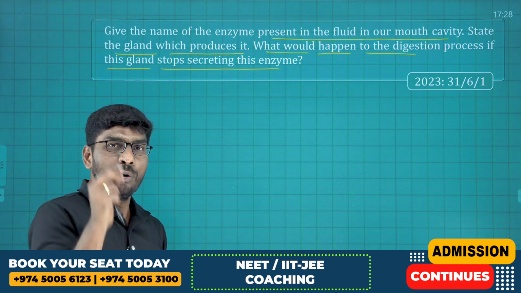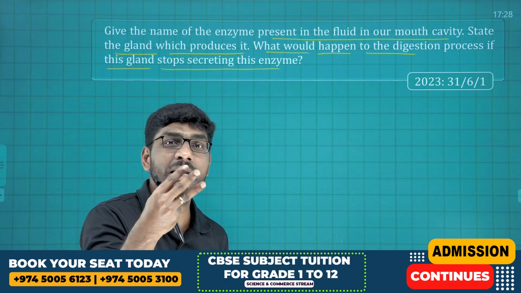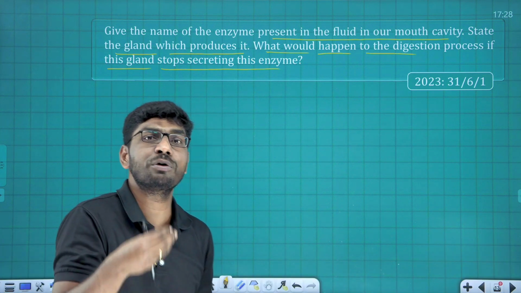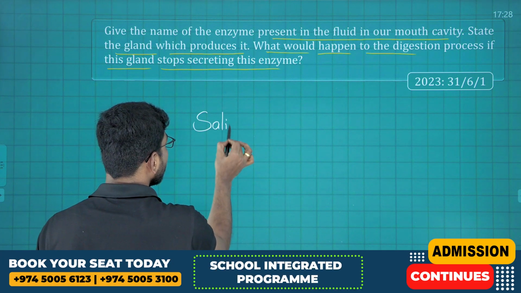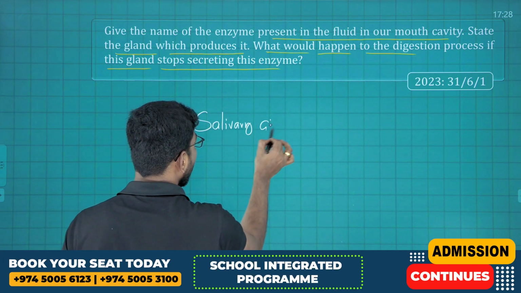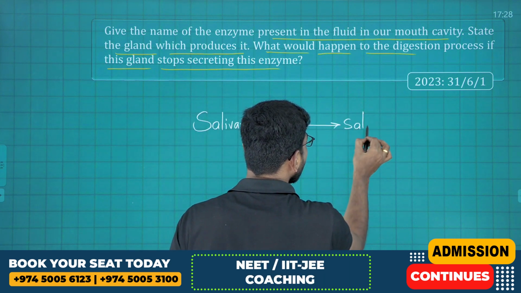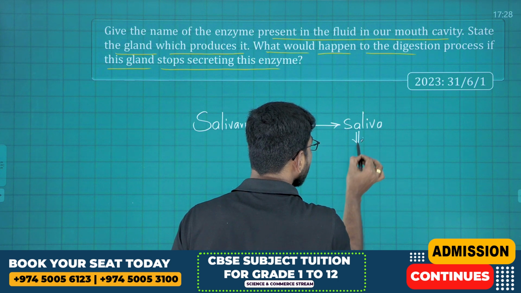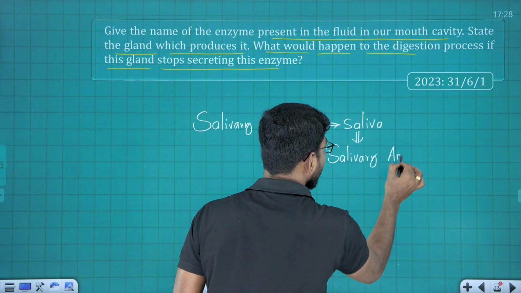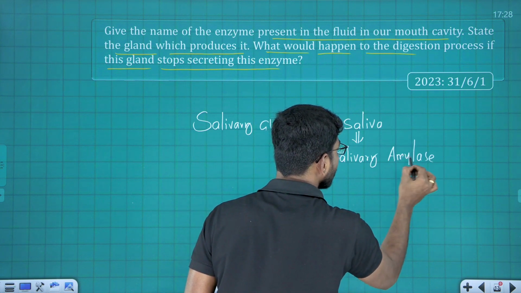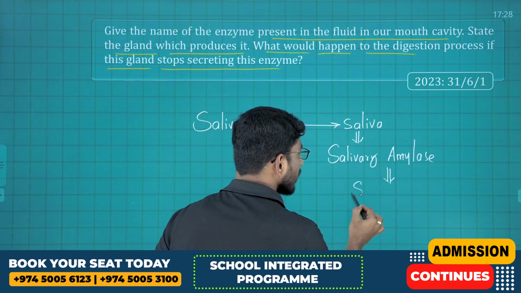This enzyme is good. In our mouth, salivary glands are there, three pairs of salivary glands which produce saliva. Now write down, all of you: salivary glands produce saliva. This saliva contains one digestive enzyme called salivary amylase. This salivary amylase is also known as ptyalin enzyme. This salivary amylase acts on starch.